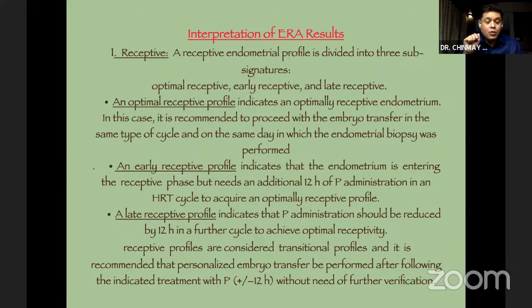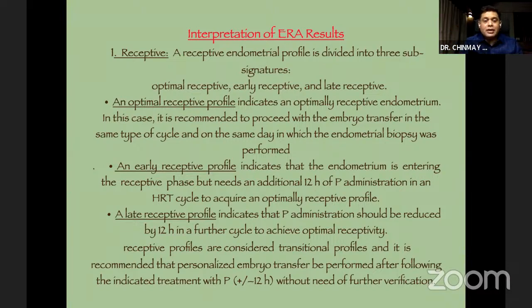An optimal receptive profile indicates optimally receptive endometrium, meaning the train has just arrived at the spot you are standing. While early receptive is where you are standing there, but the train has just entered the station. It has not arrived at your spot. So probably there, an additional 12 hours of progesterone will do the trick. In our practice, if the 120, 122 hours doesn't work, we add overnight progesterone in the next cycle. We give them 12 hours extra, and there sometimes the cycle works.